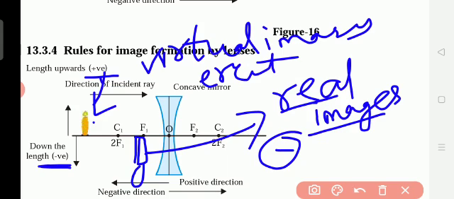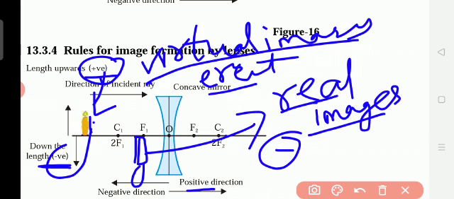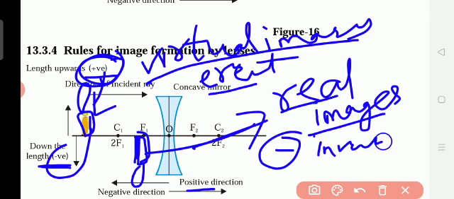If this one is formed on this side, it is the positive direction, and length upwards is positive, downwards is the negative direction. So we mostly concentrate on this, positive and negative. These are the sign conventions, giving the positive sign and negative sign. Virtual images are always erect, straight, so this is always positive. Real images are always upside down, inverted, so inverted is always negative. So these are the sign conventions.